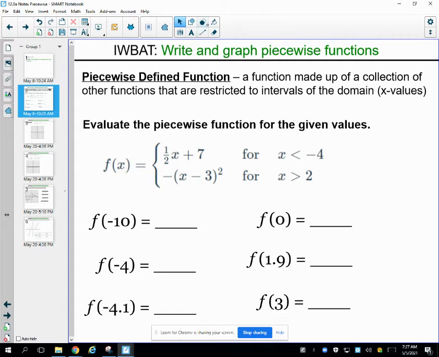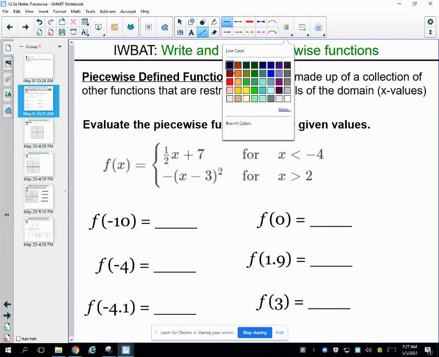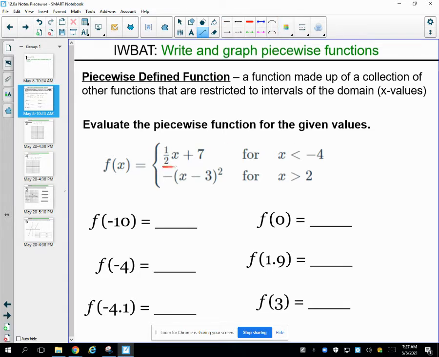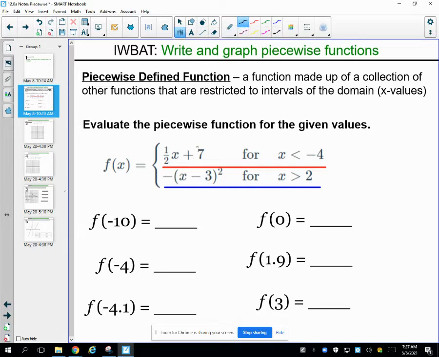So we're going to evaluate this for some different values. So I'm just going to highlight this top portion in red. Okay, so that's going to be our red function, this 1/2 x plus 7. And then the bottom part, the negative x minus 3 squared, is going to be our blue function. So in this, this top 1/2 x plus 7 is just for the numbers that are less than -4. And the bottom function, this quadratic, is for our domains that are greater than 2.